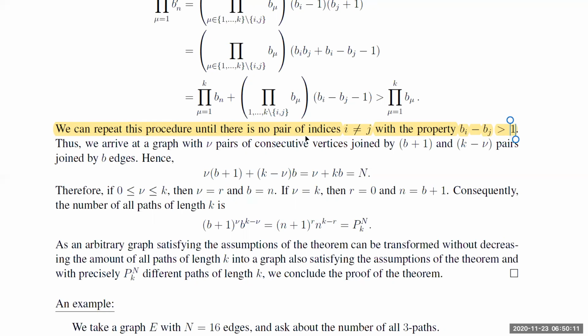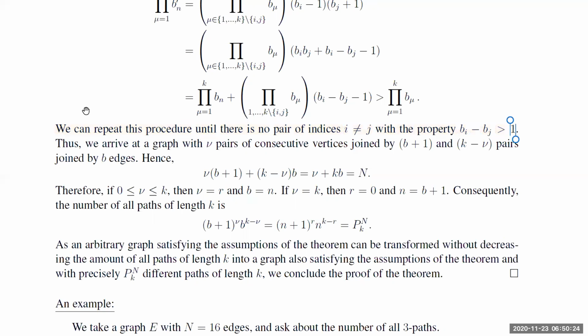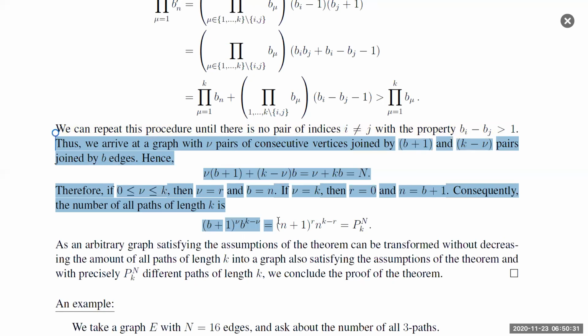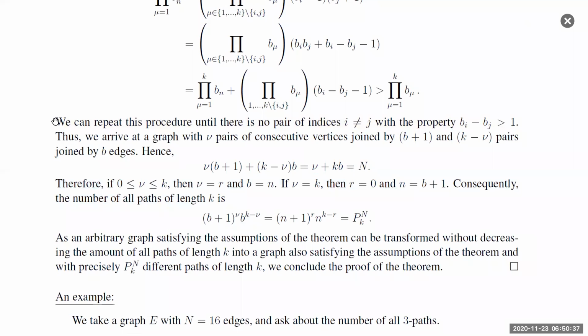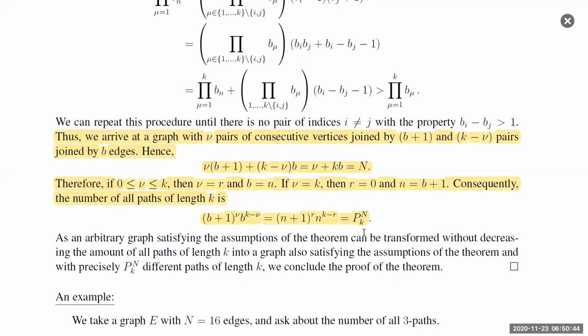And then we arrive at a graph with nu pairs of consecutive vertices joined by b plus 1 and k minus nu pairs joined by b edges. Right? At the end of the day, we'll just have two numbers, b plus 1 and b. Let me just highlight it. Okay, so when we end this Robin Hood procedure, we will have a graph where we have nu pairs of vertices joined by b plus 1.